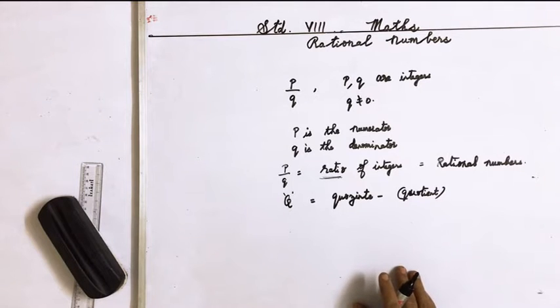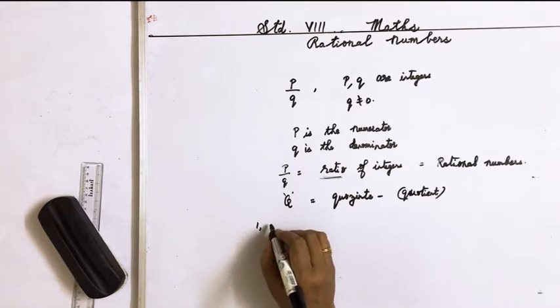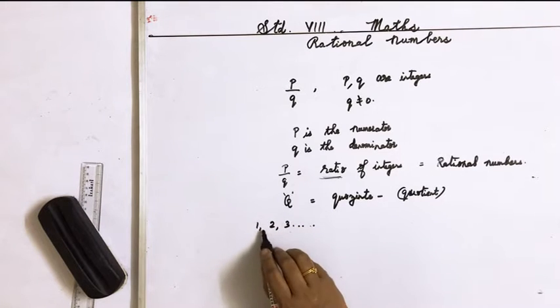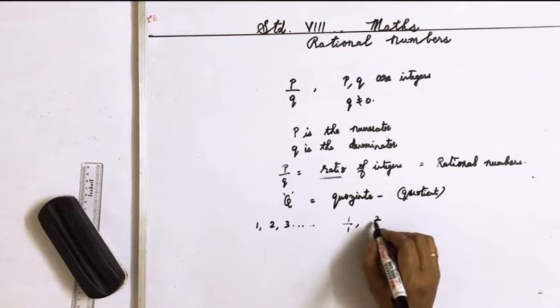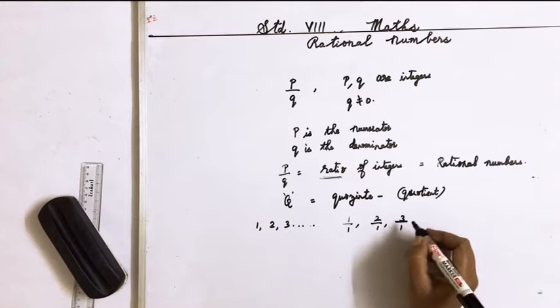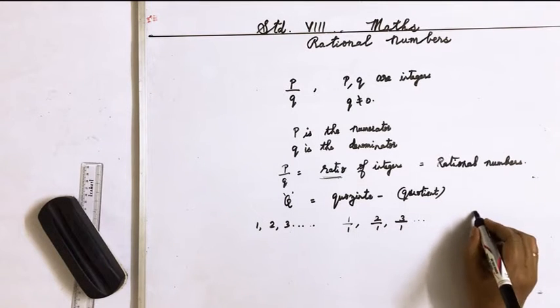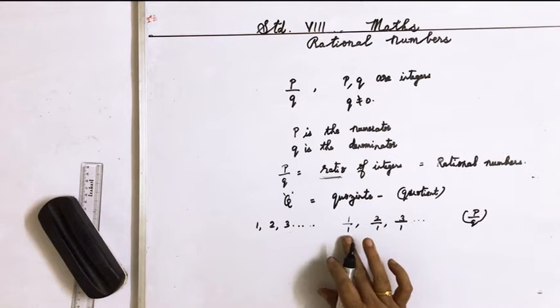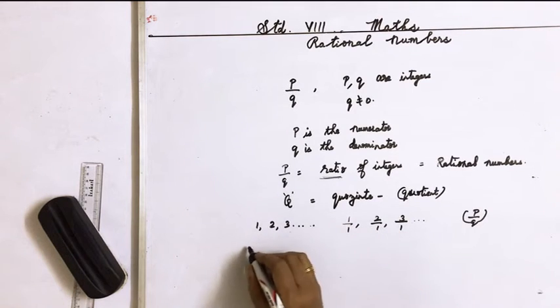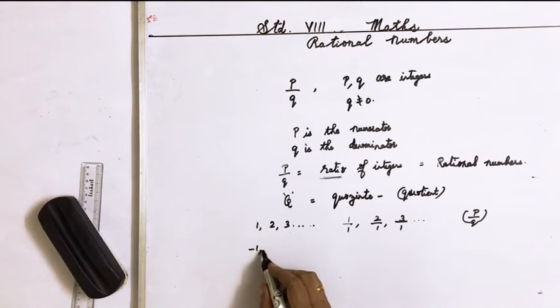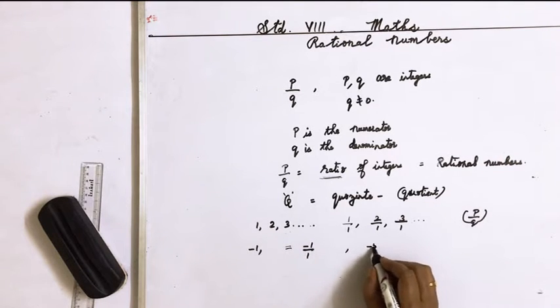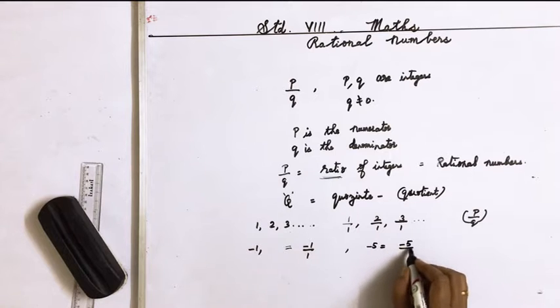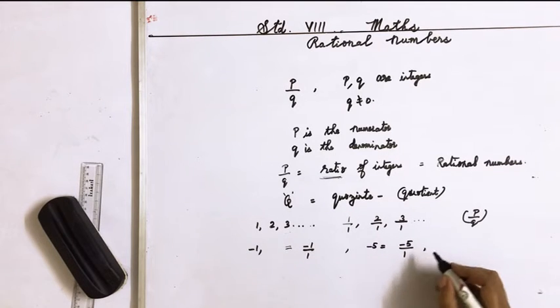Let us consider some of the natural numbers now: 1, 2, 3, etc. These can be written as rational numbers because 1 can be written as 1 by 1, 2 as 2 by 1, and 3 as 3 by 1. So these are all in the form of P by Q, and here also the denominator is not equal to 0. And even integers: minus 1 can be written as minus 1 by 1, and minus 5 can also be written as minus 5 by 1. Here the denominator is not equal to 0.